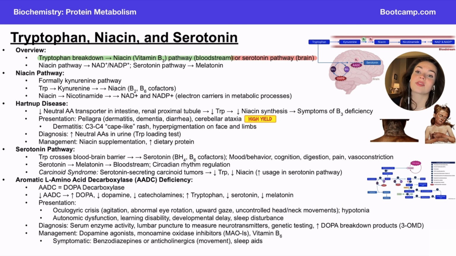The major products of that first pathway, that niacin pathway, are going to be NAD+ and NADP+. Remember, these are electron carriers in various metabolic processes that we've talked about so far throughout the biochemistry unit. And then the ultimate product of the serotonin pathway is going to be melatonin. So let's take each of these breakdown pathways in turn, and we'll start with the niacin pathway, which is formally known as the kynurenine pathway.